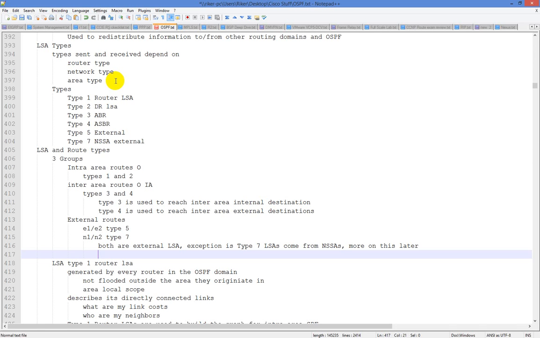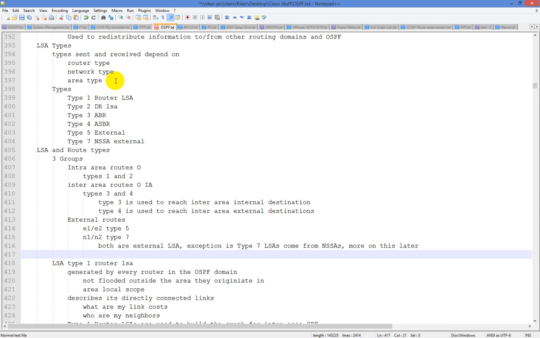So if you type in IP OSPF network type broadcast or NBMA, then you're going to have a DR LSA advertised, which is going to be the network link state. The Type 3 LSA is the ABR LSA, which is advertised as the summary link state, which is advertised by ABRs into each area.